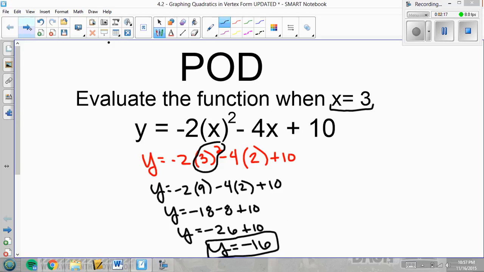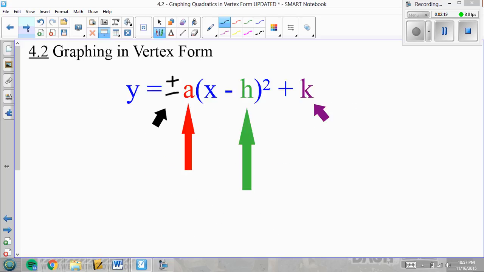Okay, now I want you to go to your notes. Okay, so on Monday, actually on Friday and Monday, we learned to graph in standard form. So that was one way. Now we're going to learn to graph in vertex form. Okay, so just like in the name, it's going to tell you the vertex of your graph. Okay, so we're going to go over what all of these little colors mean here.